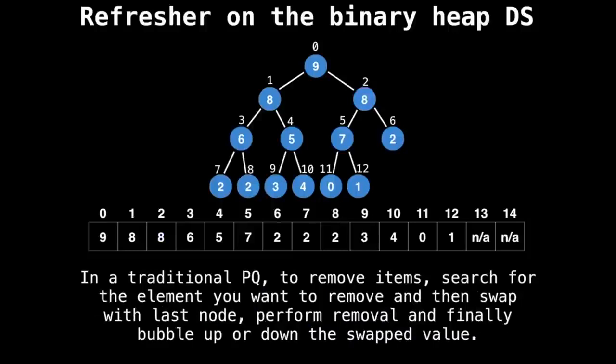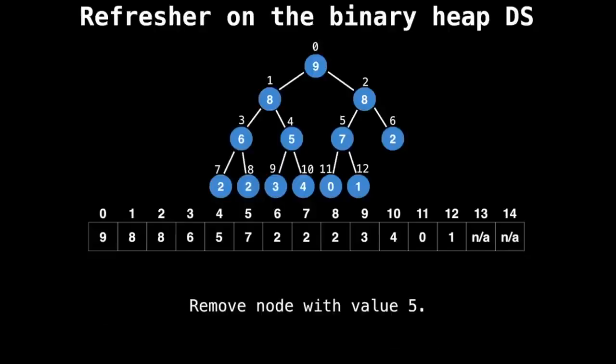In a traditional priority queue, to remove items, search for the element you want to remove and then swap it with the last node. Perform the removal and finally bubble up or down the swapped value. For this example, suppose we want to remove the node that has the value 5. We don't know where the node with value 5 is within the priority queue, so we have to search for it. This is one of the major differences between the priority queue and the index priority queue.